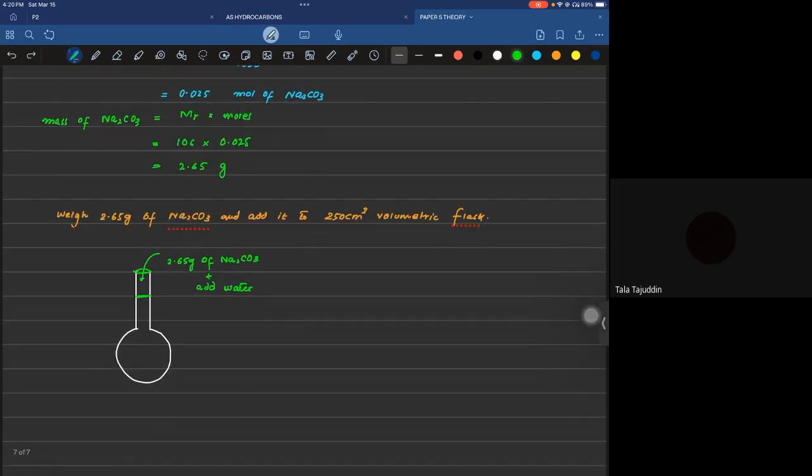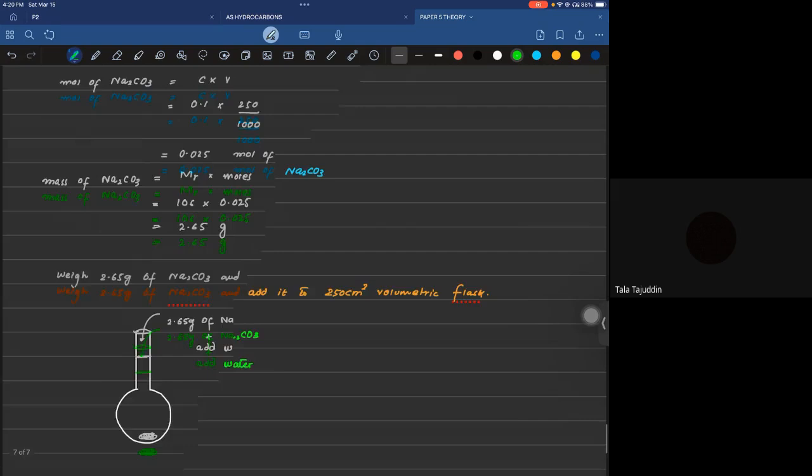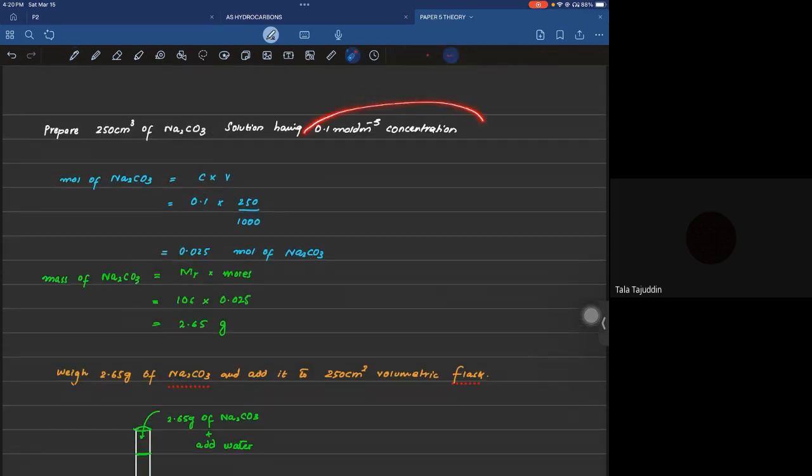Once you have added 2.65 grams of sodium carbonate in this volumetric flask, keep adding water until it reaches the mark. We generally say make up the solution to 250 centimeter cube. Then you have prepared 0.1 mole per dm cube solution of sodium carbonate. It's for solid. If you have solid, in this way you can prepare the desired concentration.